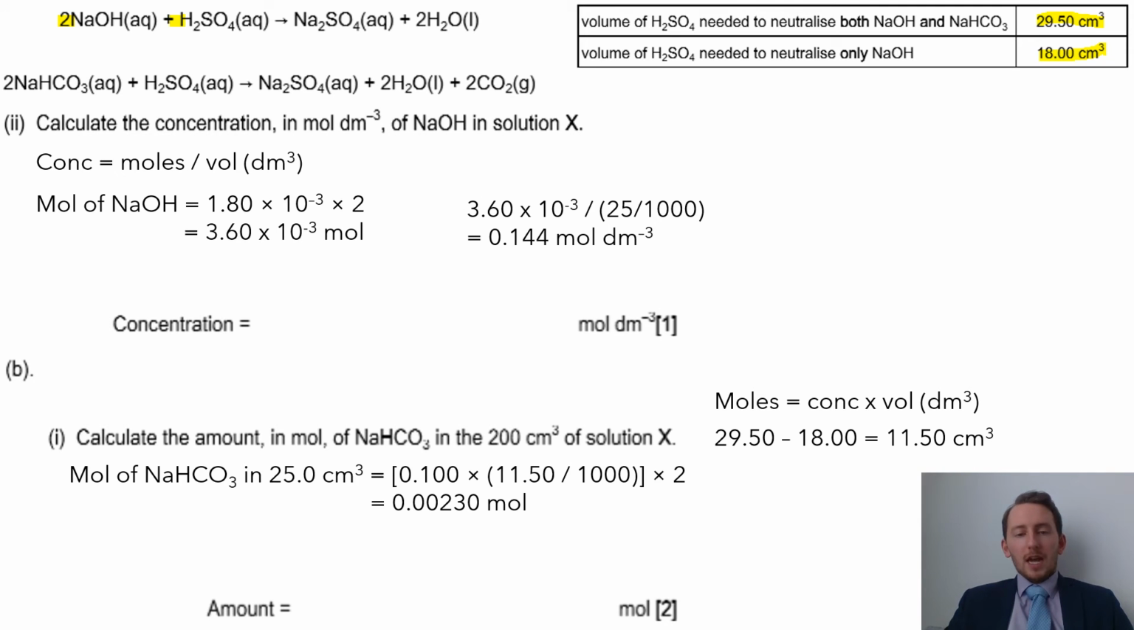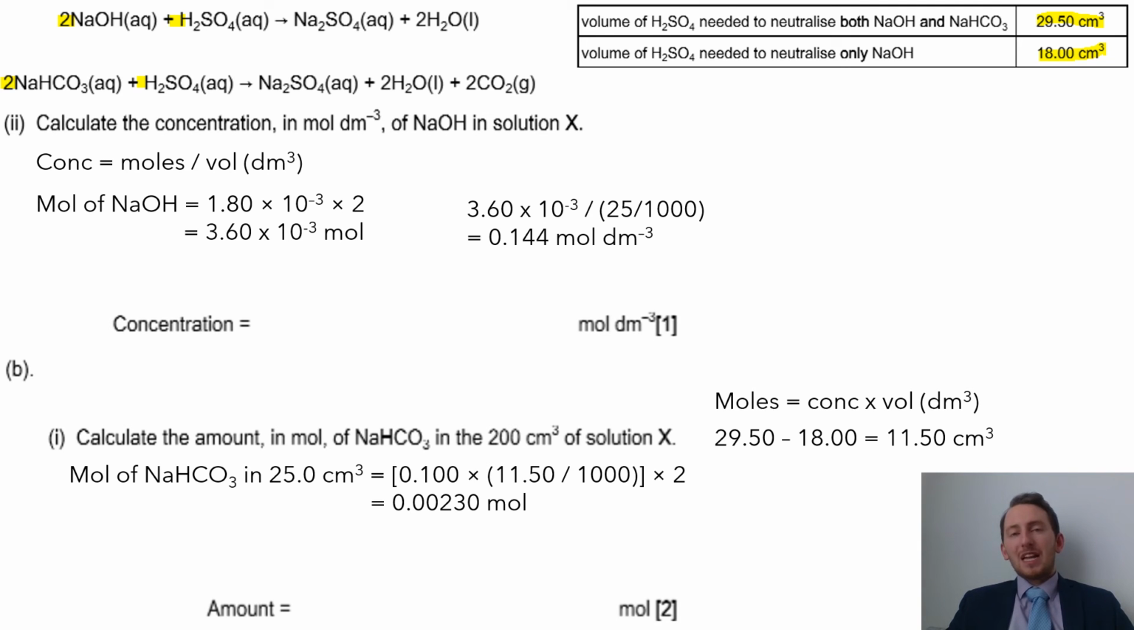So I can look at this and see that I am doing 0.1 times my volume, divided by 1,000 to get into decimeters. I'm taking into account the molar ratios as well, using the molar ratio up here for everything that I need. But that's just in 25 centimeters cubed.